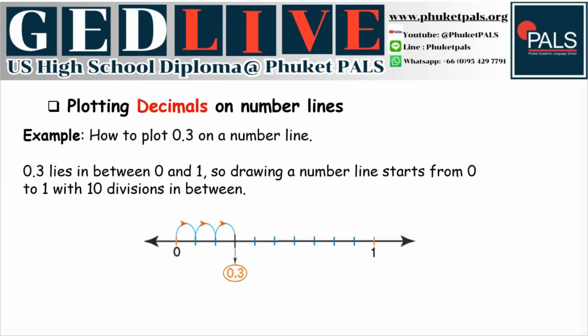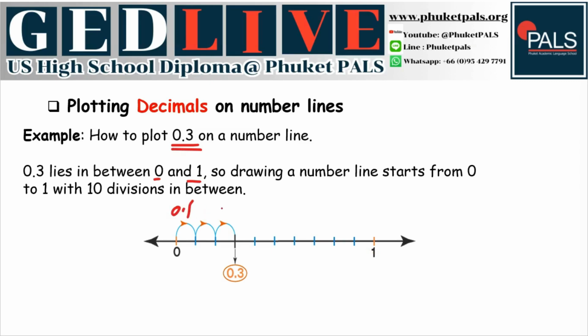And next we will see how to plot decimals on a number line. Suppose you are going to plot 0.3 on a number line. We know that 0.3 lies in between 0 and 1. So you have to take a number line that starts from 0 to 1. And in between you will have 10 divisions. And each division will be 0.1.